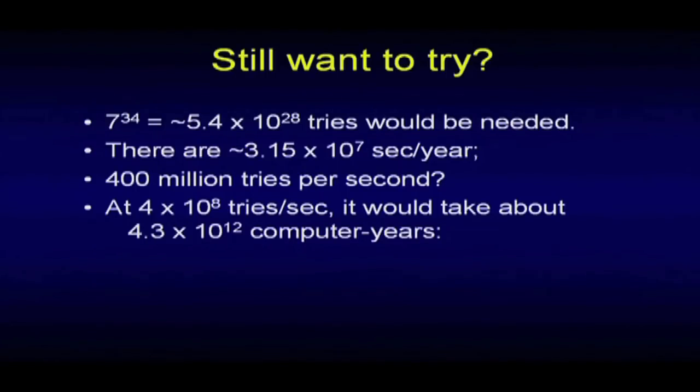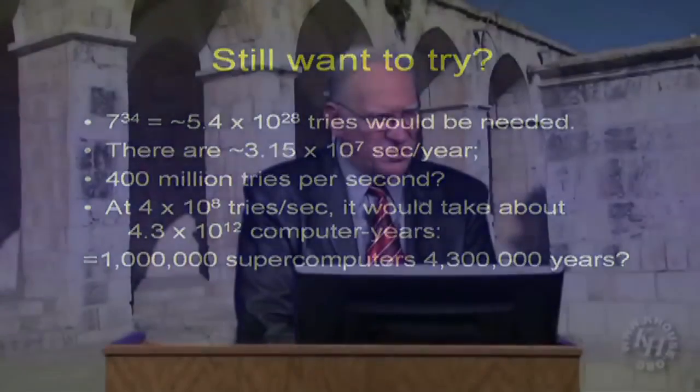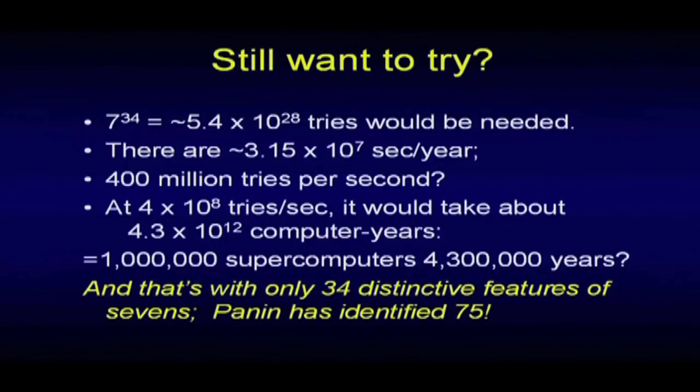If you can try 4 times 10 to the 8th tries per second, that means it's going to take you about 4.3 times 10 to the 12th computer years. In other words, if I gave you 1 million supercomputers and gave you 4.3 million years to do it, you might have a chance of having this happen by accident. And that's with only 34 distinctive features of 7s. Panin has identified 75 of them.